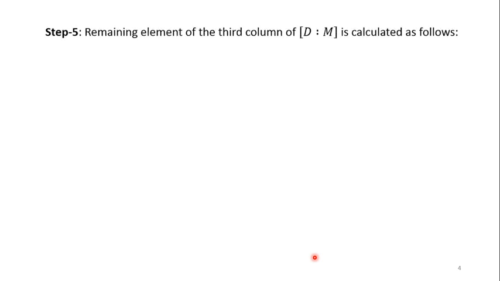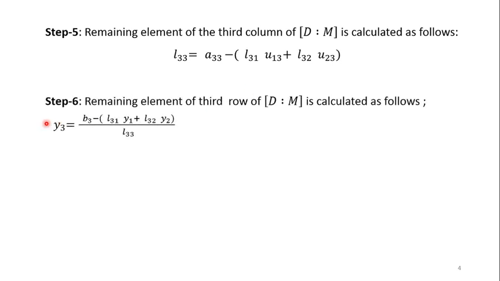Step 5: the remaining element of the third column of the derived matrix is calculated as follows: L33 equals A33 minus (L31 U13 plus L32 U23). Now in this sixth step, the remaining element of the third row of the derived matrix is calculated as follows: Y3 equals B3 minus (L31 Y1 plus L32 Y2), upon L33.